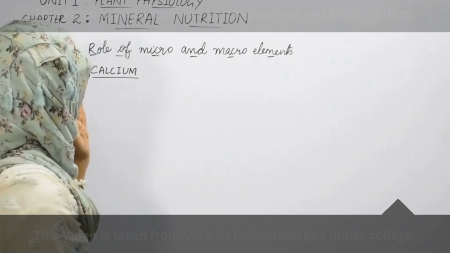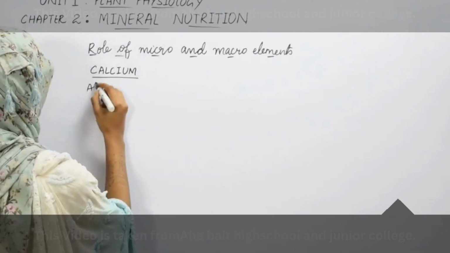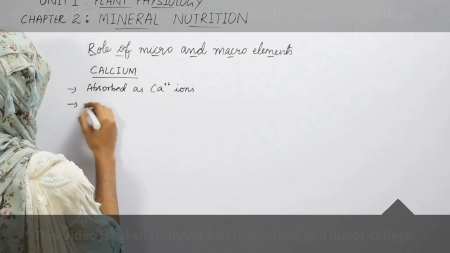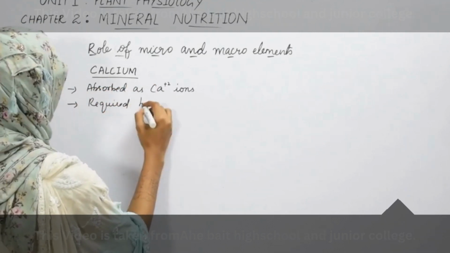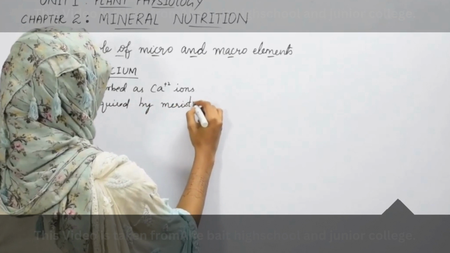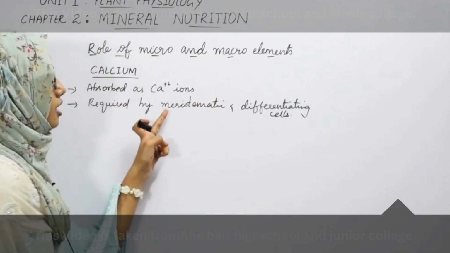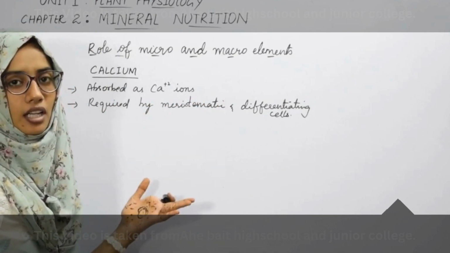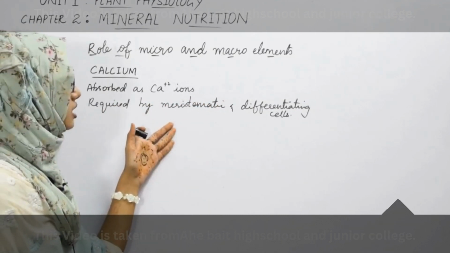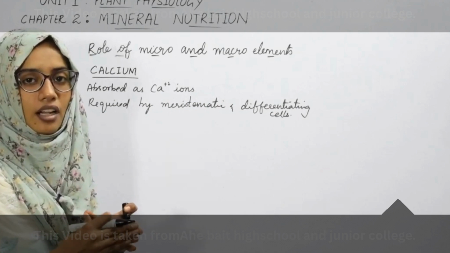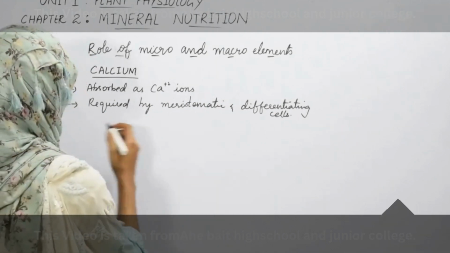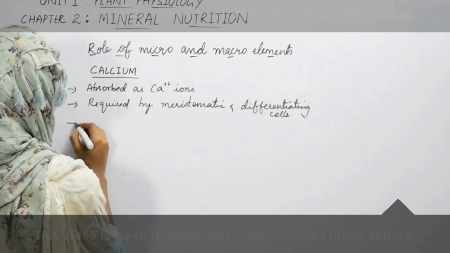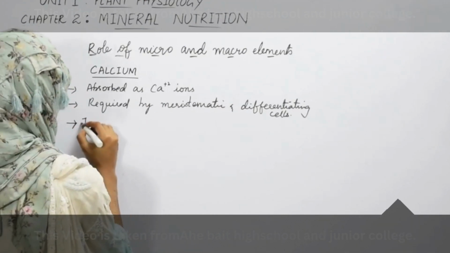The next element is calcium. Calcium is absorbed from the soil as calcium ions, and it is required by the meristematic tissues and the differentiating cells. As I have already told you, meristematic tissues are continuously dividing cells, and these continuously dividing cells divide till they reach maturity. So these calcium ions are required by the meristematic tissues and the differentiating cells.